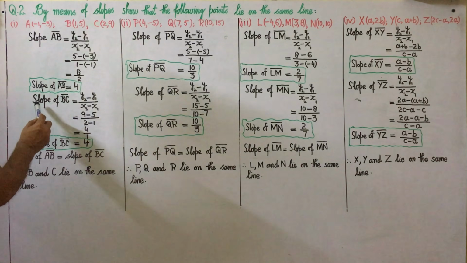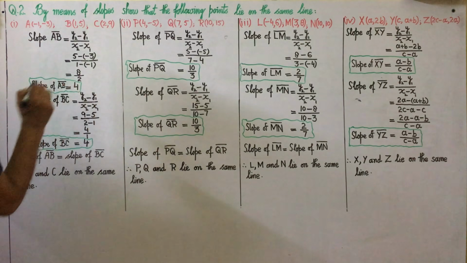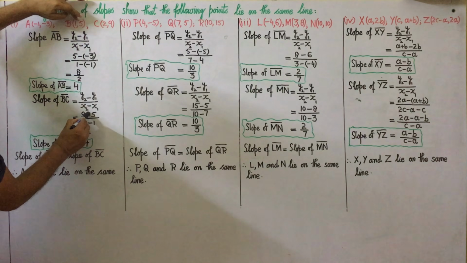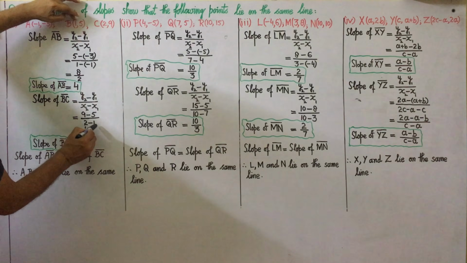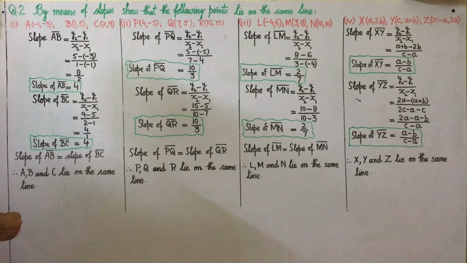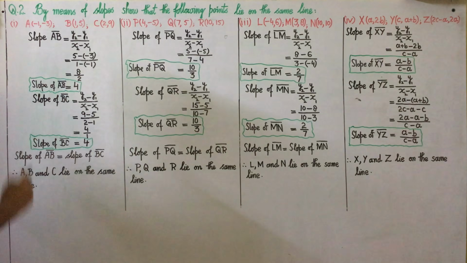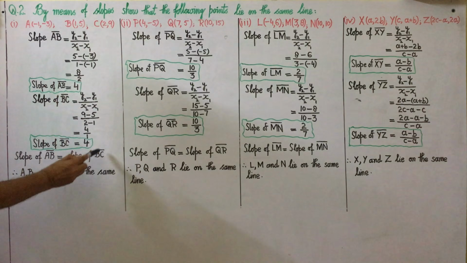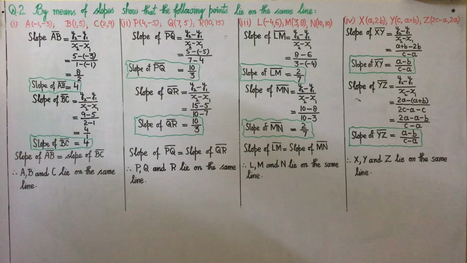Let us find the slope of BC. y2 minus y1 over x2 minus x1. y2 in this case is 9 minus y1 is 5. x2 is 2 minus x1 is 1. 9 minus 5 is 4. 2 minus 1 is 1. 4 divided by 1 is 4. So slope of BC is 4. Obviously, slope of AB is equal to slope of BC. Therefore, A, B and C lie on the same line.